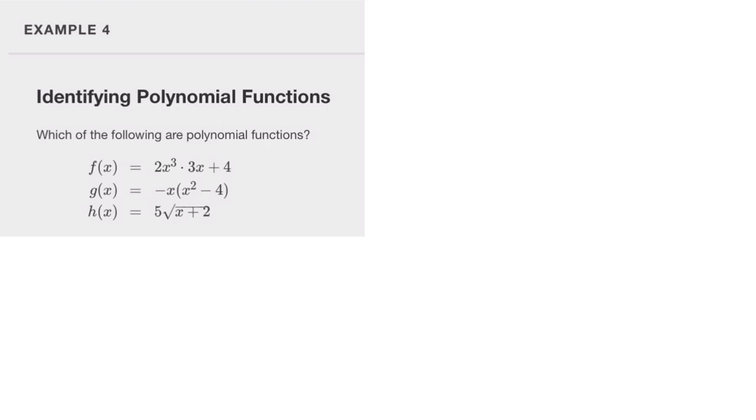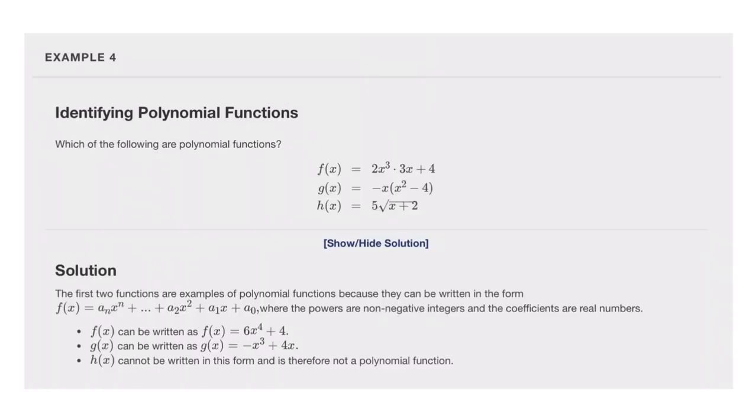Okay, so we're saying that the first two are polynomials and the last one is not. Let's see, how do we do? So f can be written as this. The first two functions are examples of polynomial functions because they can be written in the form of a polynomial where the powers are non-negative integers and the coefficients are real numbers. However, h cannot be written in this form and therefore is not a polynomial function. Okay.